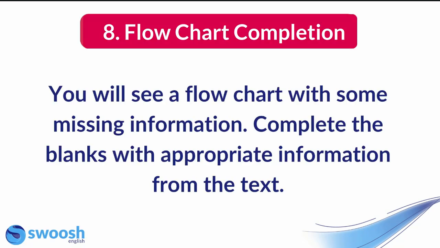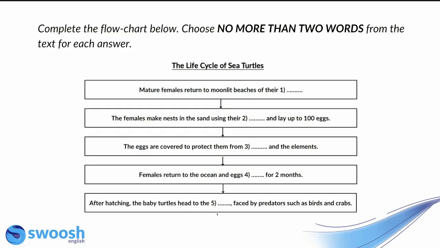a table. The next type we have is flowchart completion. This time you'll see a flowchart with missing information, and you'll be completing those blanks again with appropriate information from the text. A flowchart completion question might look something like this. You can see that in this particular question, our flowchart is describing the life cycle of sea turtles. So it's describing a process. And you're going to go through each of these stages, completing the missing words, and of course, looking in the instructions to see how many words you can write.